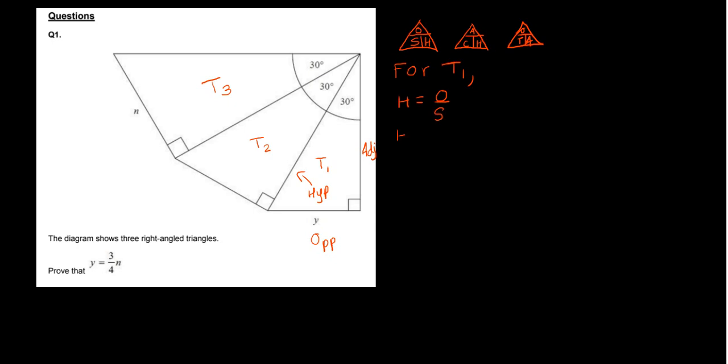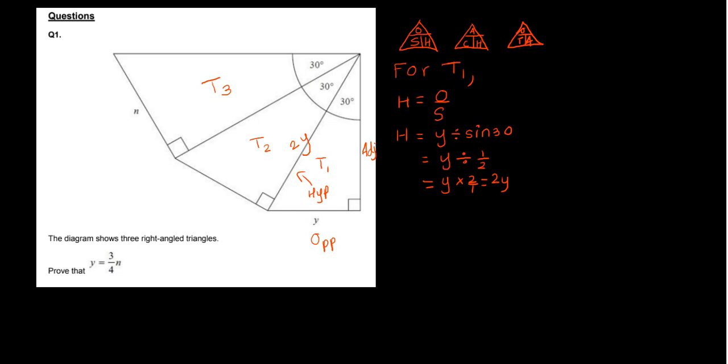So the hypotenuse is going to be the opposite, you can say y, divided by sine 30. Now sine 30 is a half, so that is going to be y divided by a half. And when I divide by a fraction, I multiply by its reciprocal, so y times 2 over 1, which is 2y. Now I know this length now is 2y.